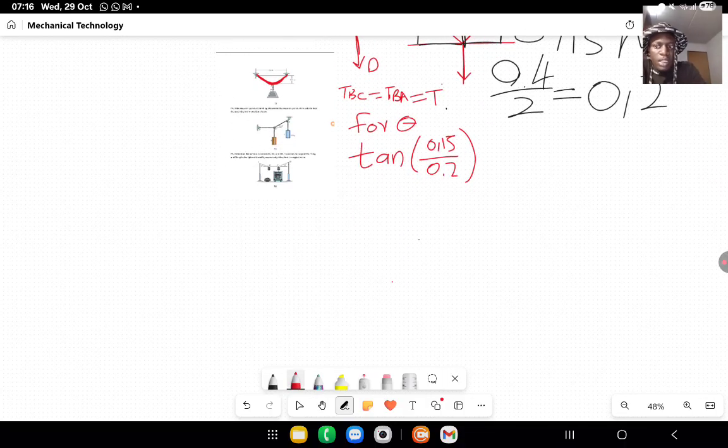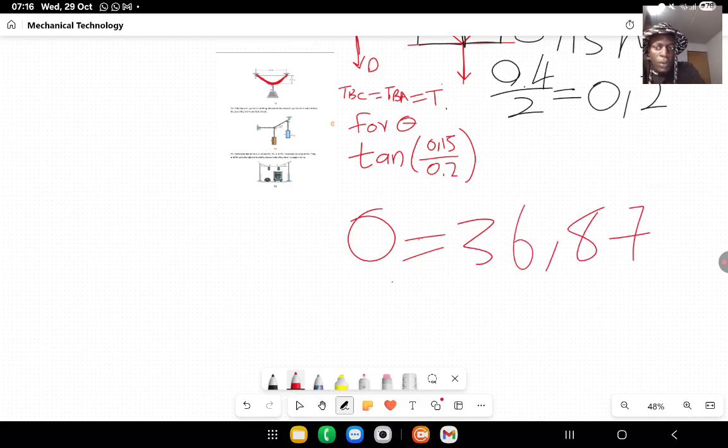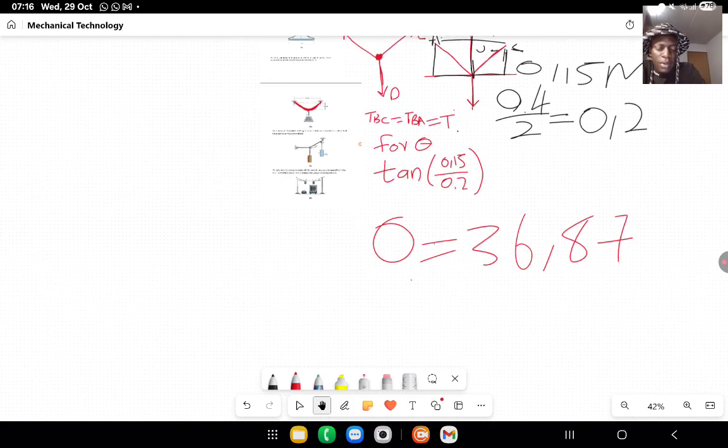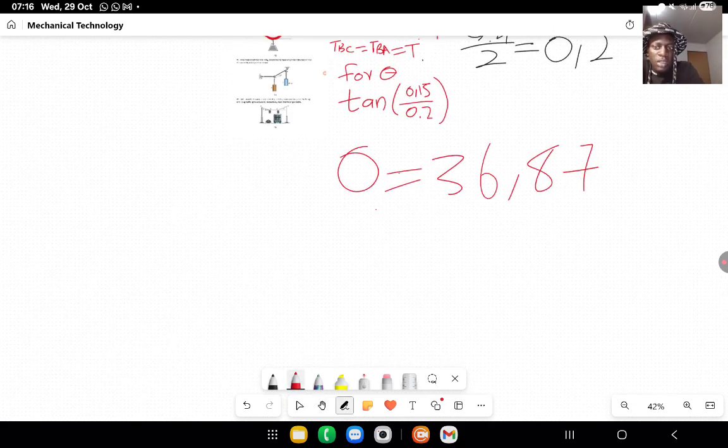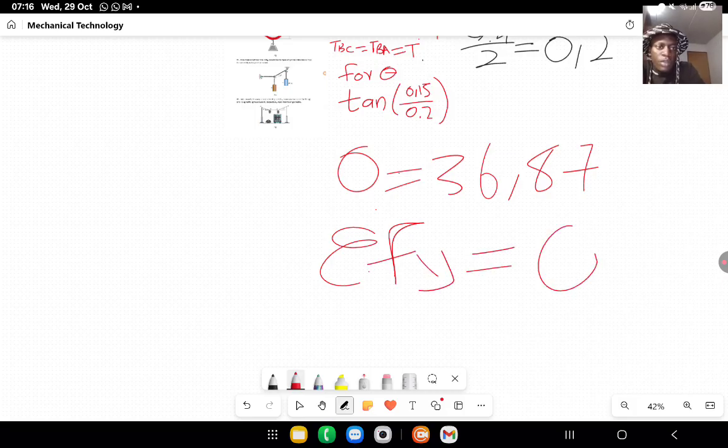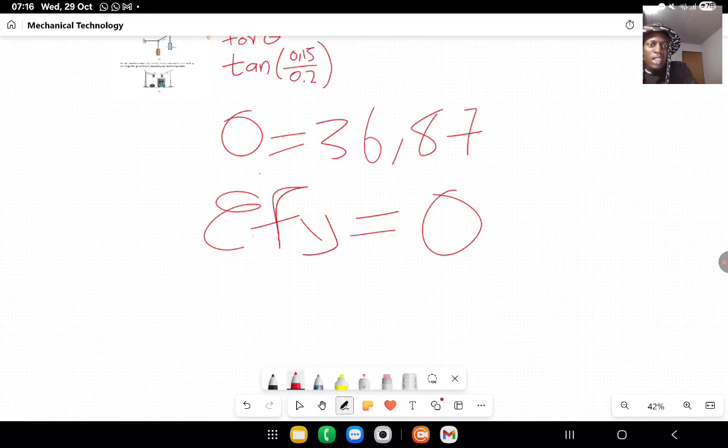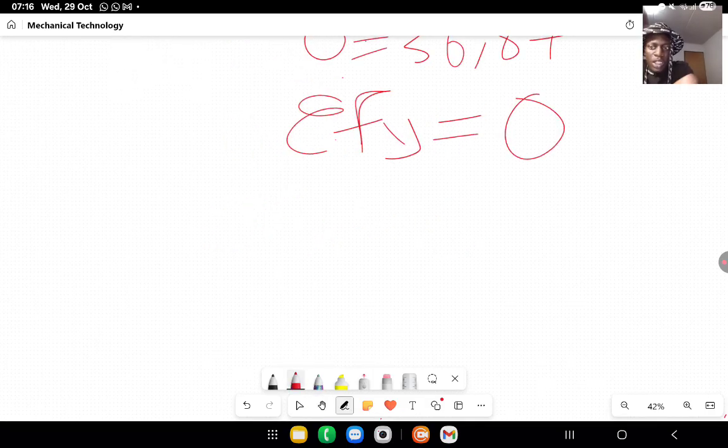Sharpen our calculator here. Then we get our theta as 36.87. Then we are going to say sum of forces at y is equals to 0. Then we equate the forces that is equals to 0, which is our T.